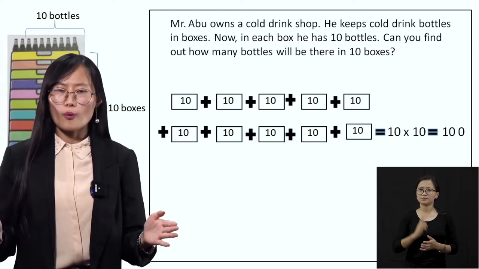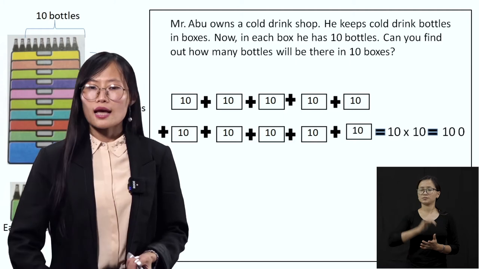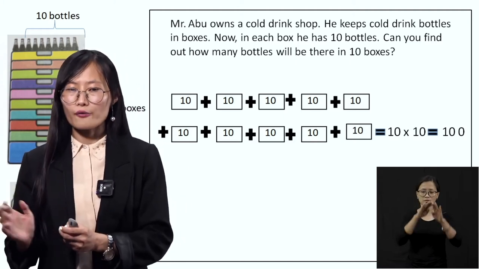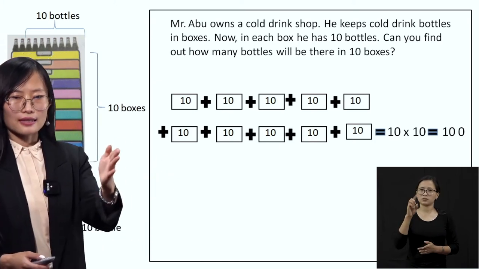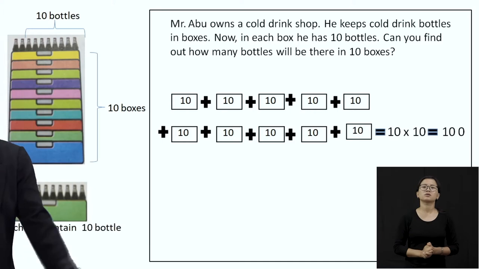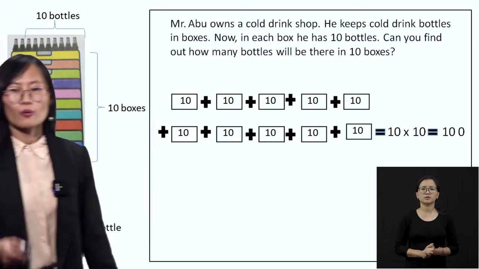In one box there are 10 cold drinks, which means 10 times 10 bottles in 10 boxes is 100. That is, 10 plus 10 plus 10 plus 10 plus 10 plus 10 plus 10 plus 10 plus 10 plus 10 is 10 bottles of 10. That is 10 times 10, which is 100.